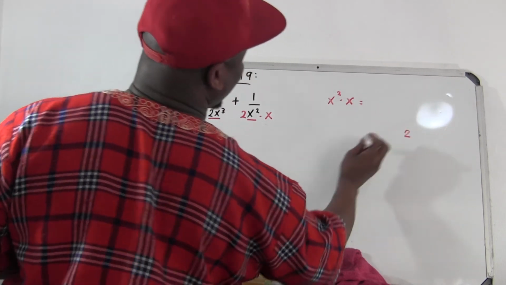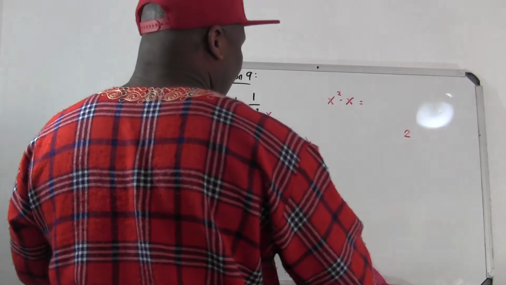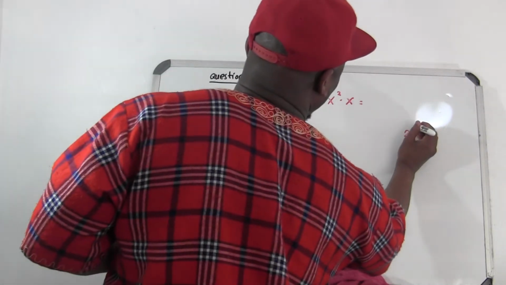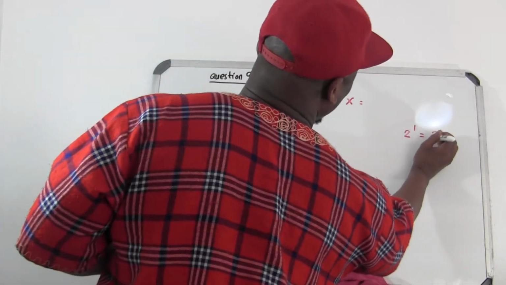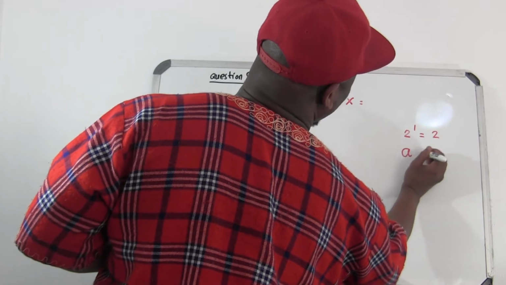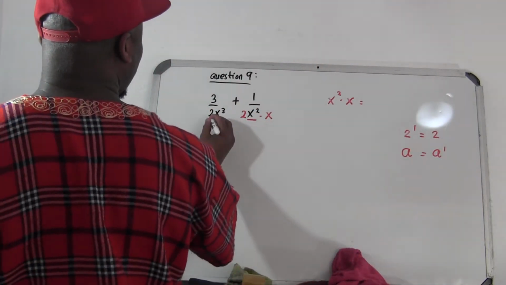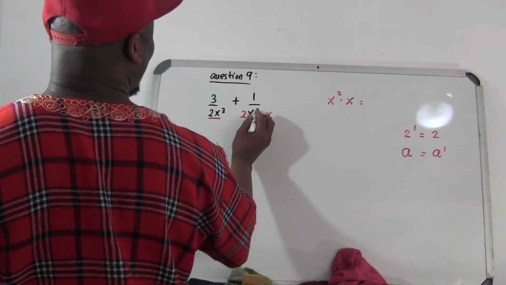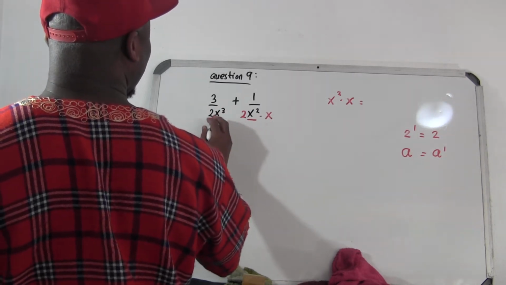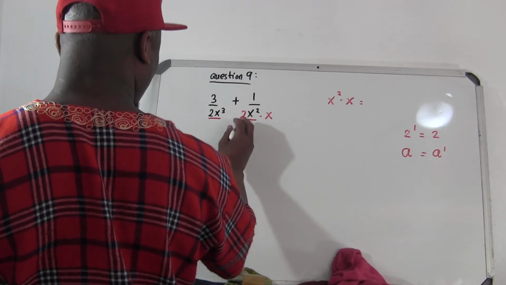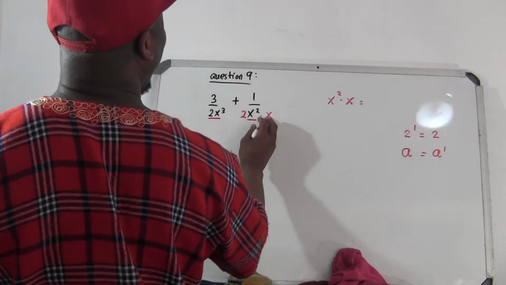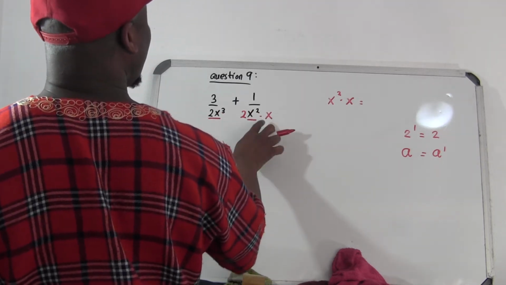Whenever there's no power, it means it's 2 power 1. What is 2 power 1? It's equal to 2. If we say a, then a power 1 is the same thing. So this is 2x cubed and this is x squared. To make x cubed, this one lacks 2. That's why I put 2 here, and then we also need 1x so it can be x cubed. That's why I put x.